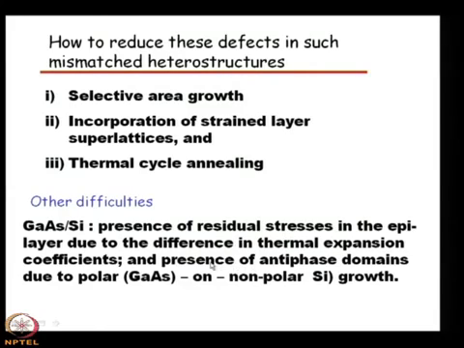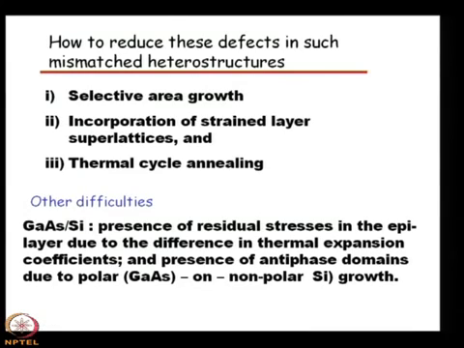The stress can be compressive or of other types. Or there is the presence of antiphase domains. What are antiphase domains? Gallium arsenide is a polar semiconductor and silicon is non-polar. So, we are growing a polar material on a non-polar material, and we will find antiphase domains in the epitaxial layer. If there are antiphase domains, that will be detrimental for optoelectronic applications of the gallium arsenide epitaxial layer.